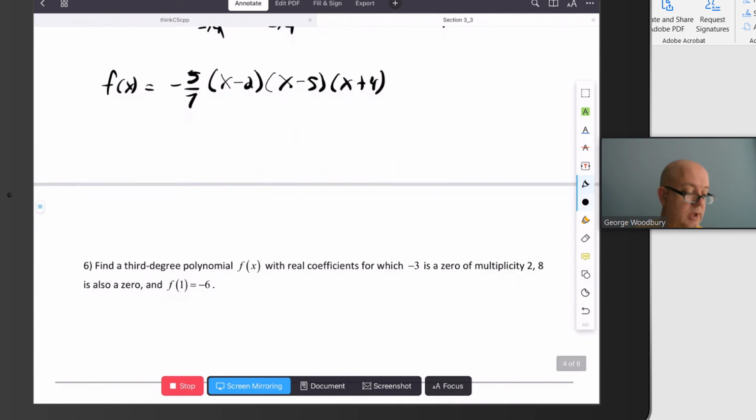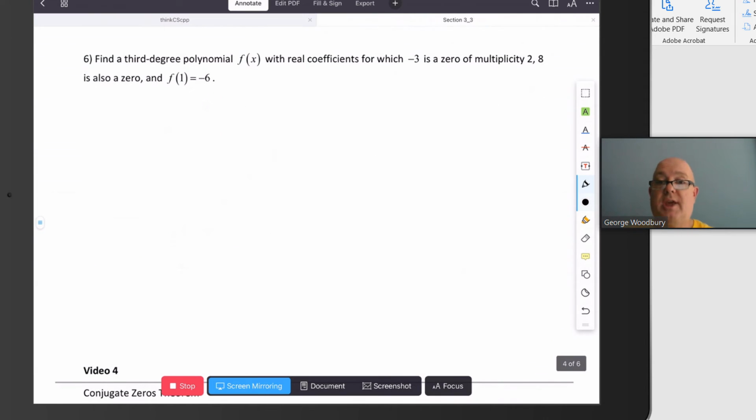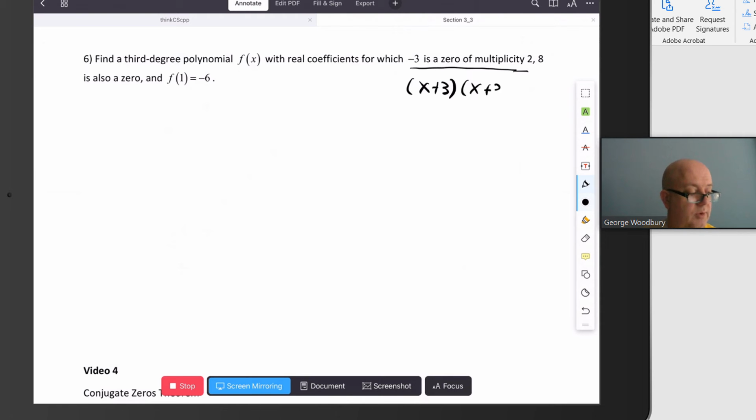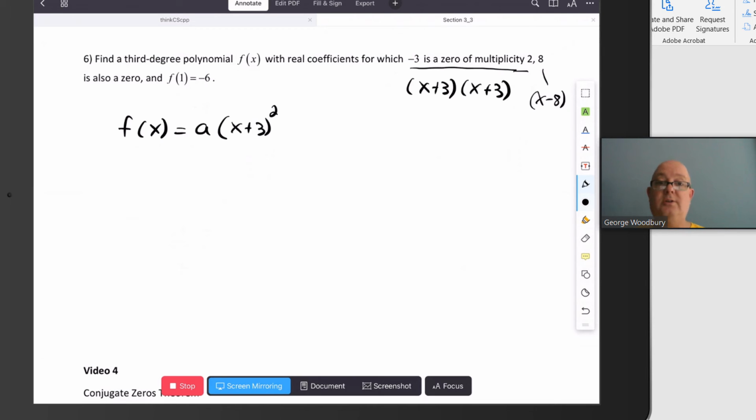Let's try one more. Looking for a third degree polynomial again that has real coefficients. It says that -3 is a zero of multiplicity 2. That means that -3 is actually a root two different times, and that means that x plus 3 is a factor twice: x plus 3 times x plus 3. We know that 8 is a zero, so x minus 8 is a factor. So we're going to start the same way. f of x equals a times x plus 3 squared times x minus 8.